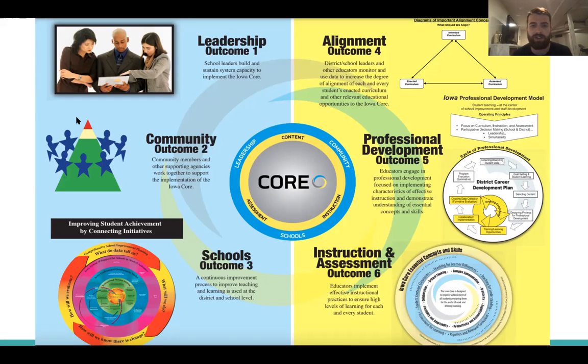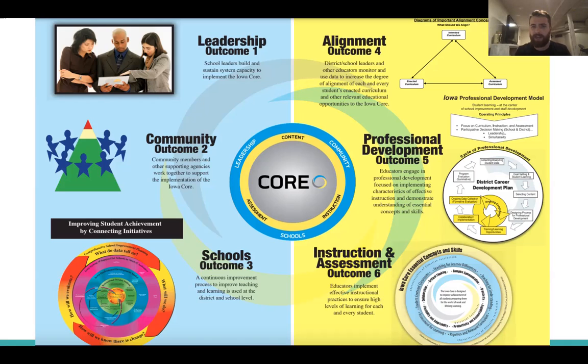Outcome 4 up here in that top right is the alignment. District, school leaders, and other educators monitor and use data to increase the degree of alignment of each and every student's enacted curriculum and other relevant educational opportunities to the Iowa Core. And then professional development is outcome 5. It's educators engage in professional development, focus on implementing characteristics of effective instruction, and demonstrate understanding of essential skills and concepts. And the last one is instruction and assessment. Educators implement effective instructional practices to ensure high levels of learning for each and every student.